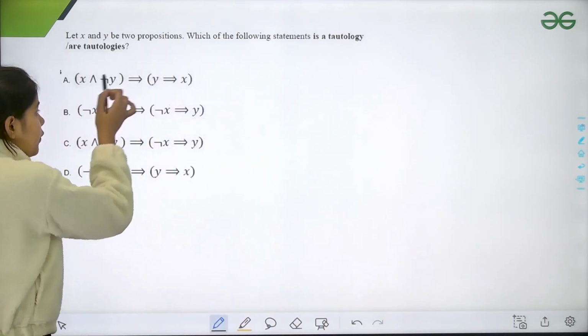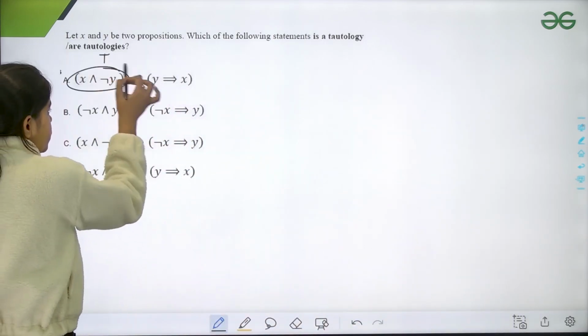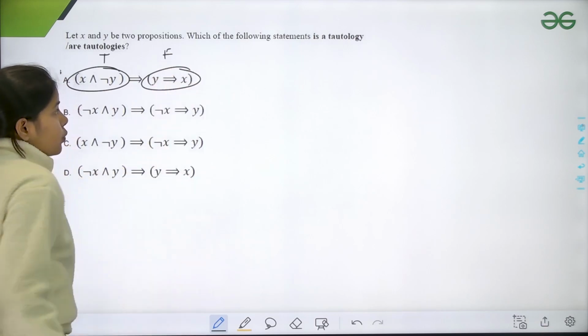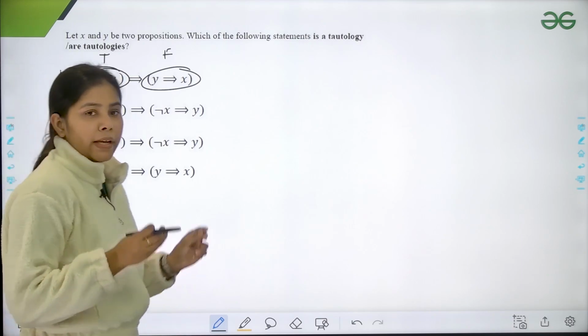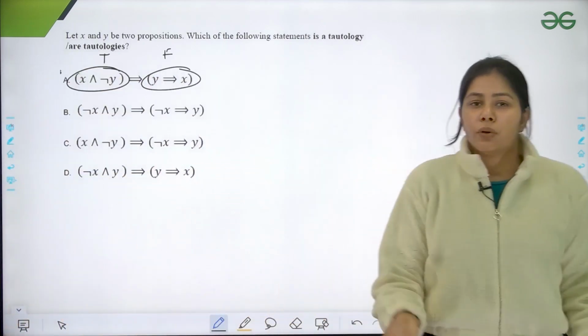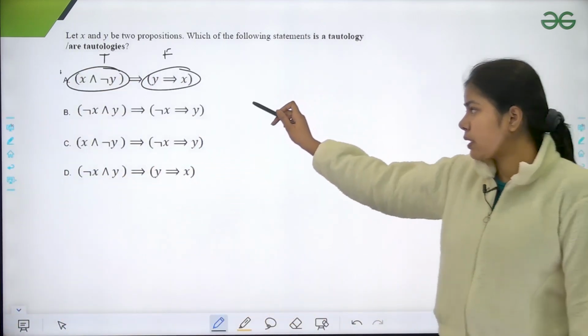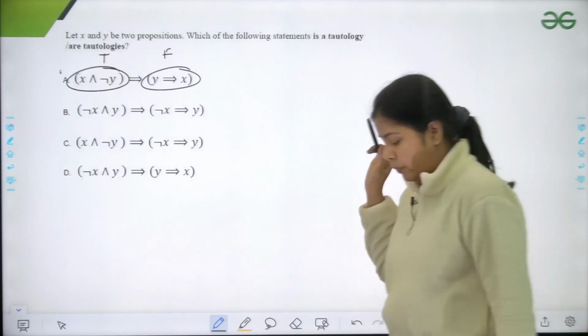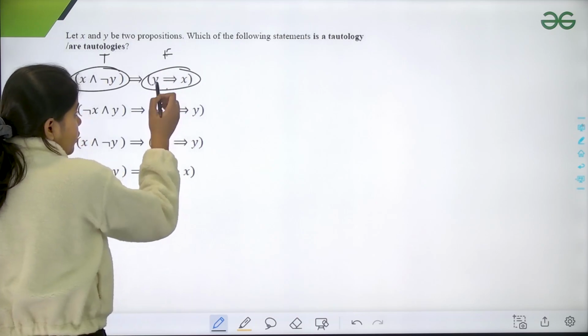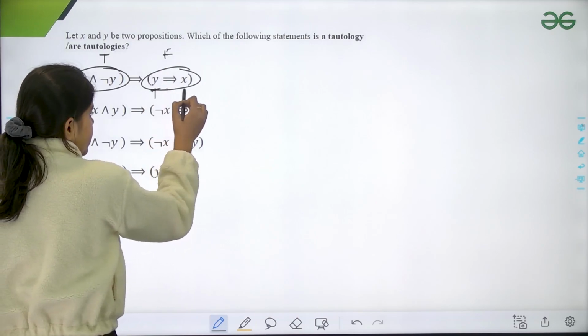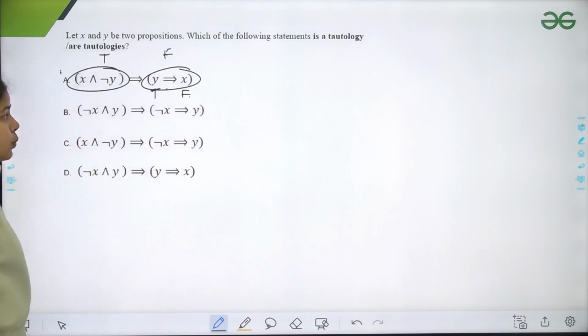I know that an implication would be false only when the left side is true and the right side is false. So I'll assume that it is false and find values of X and Y such that it is false. If I do not get any such values, I'll say that it is true, that it is a tautology. For this statement to be false, this has to be true and this has to be false. That means X is false, Y is true.